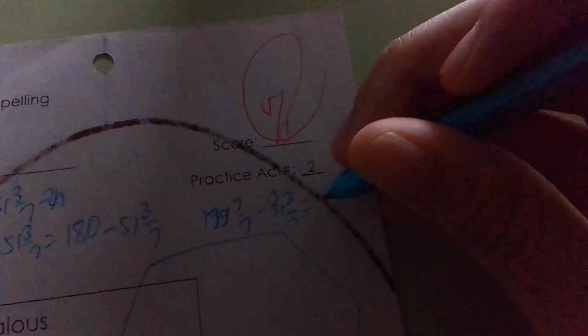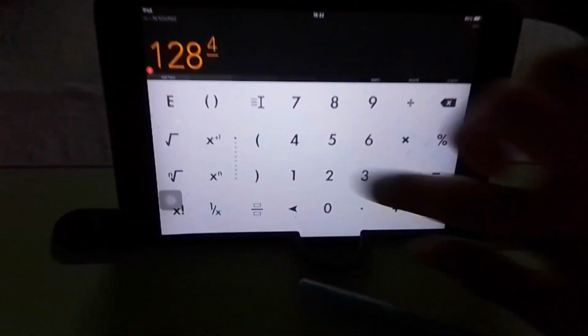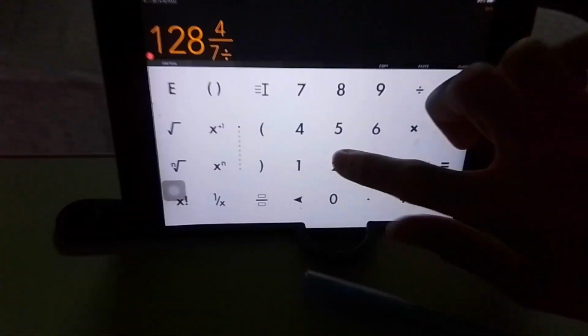Renaming the fraction, 180 becomes 179 and 7/7. Minus 51 and 3/7 equals 128 and 4/7, just like the one we got before. But we need to divide that by 2. So therefore, 128 and 4/7 divided by 2.